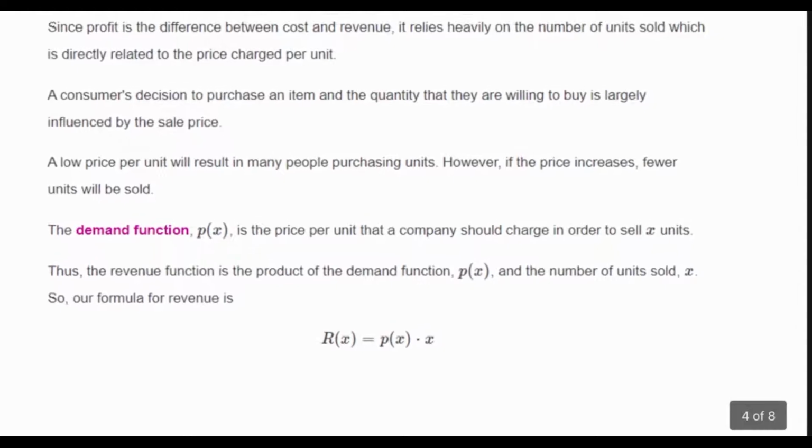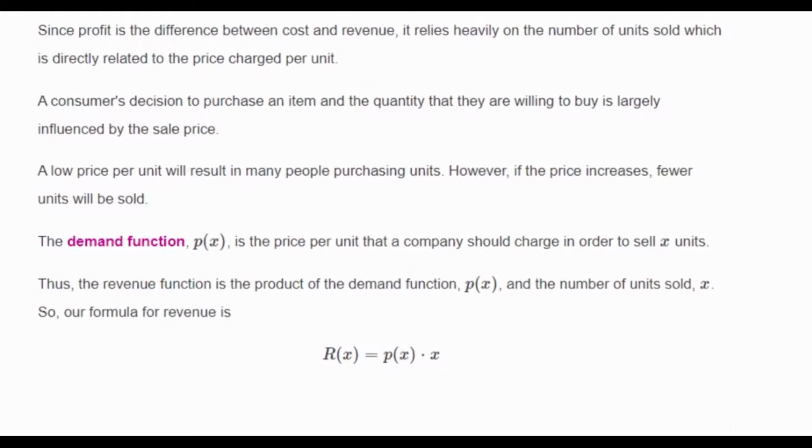Since profit is the difference between cost and revenue, it relies heavily on the number of units sold, which is directly related to the price charged per unit. A consumer's decision to purchase an item and the quantity that they are willing to buy is largely influenced by the sale price. A lower price per unit will result in many people purchasing units. However, if the price increases, fewer units will be sold.